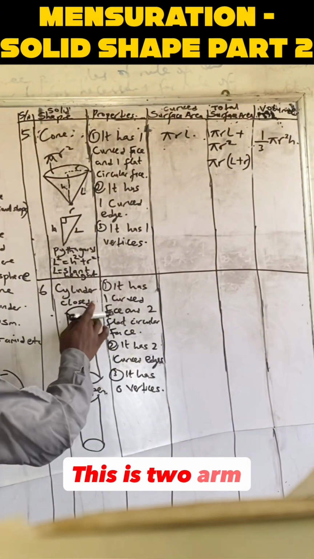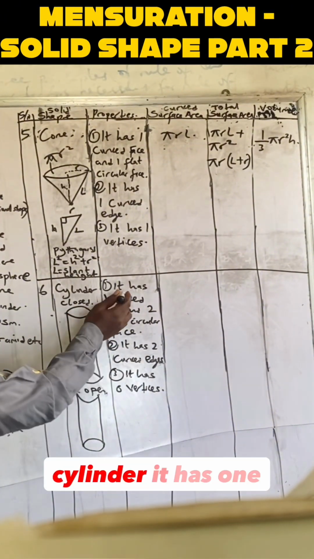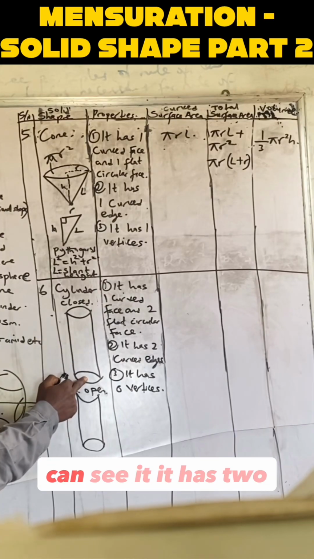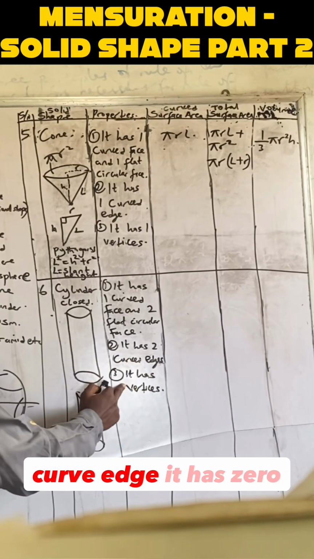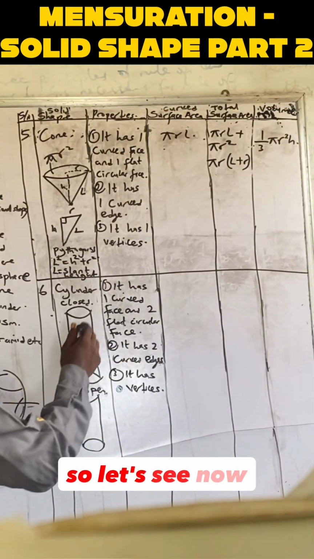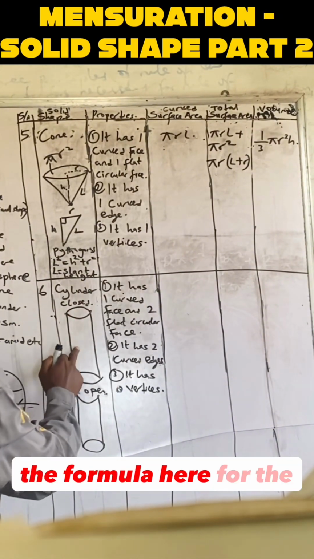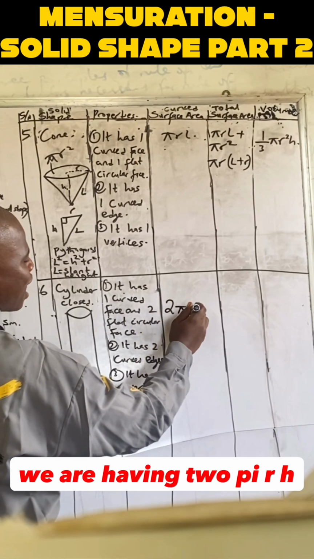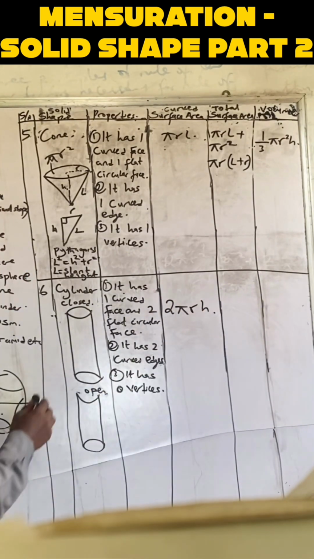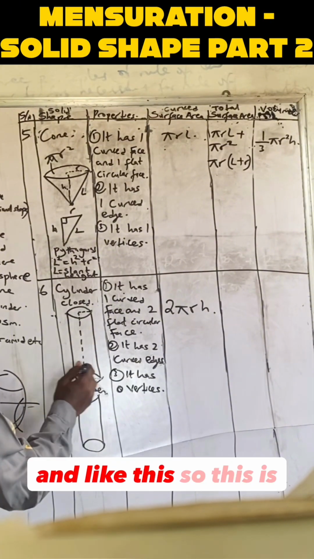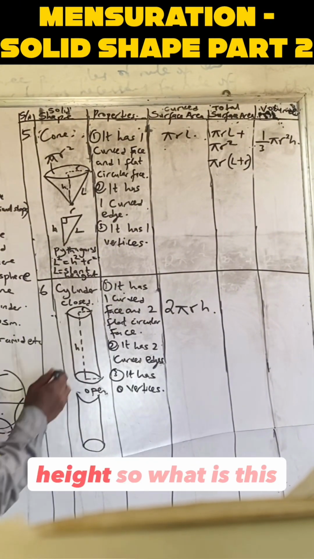So the 6th one, cylinder, it has one curved face and two circular faces. As you can see, it has two curved edges, it has 0 vertex. So there's nowhere the two lines meet. So let's see now the formula here for the curved surface area of a cylinder. We're having 2 pi rh. This is the radius like this and like this, and this is the height.